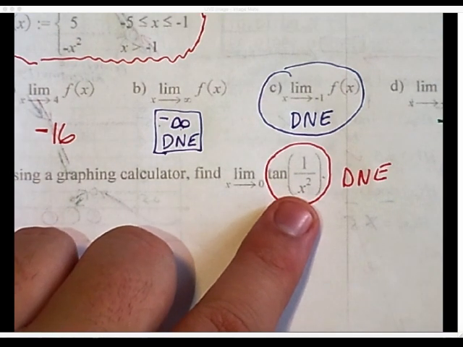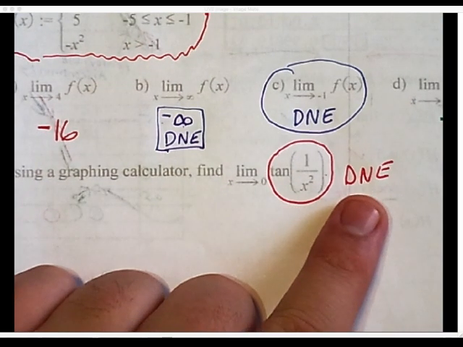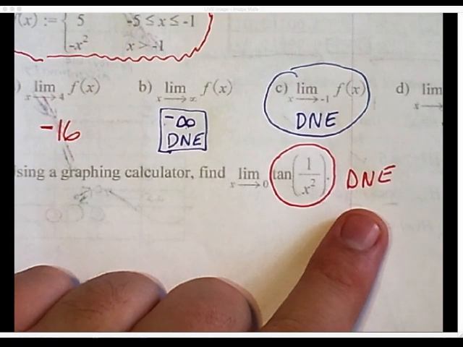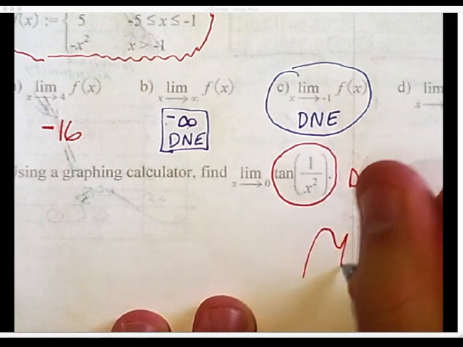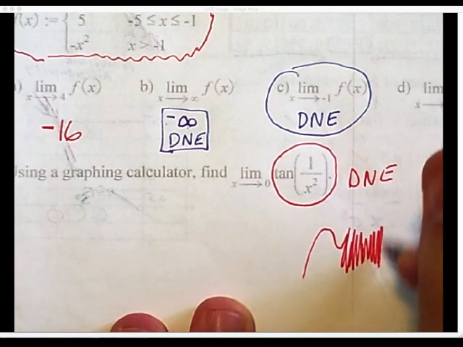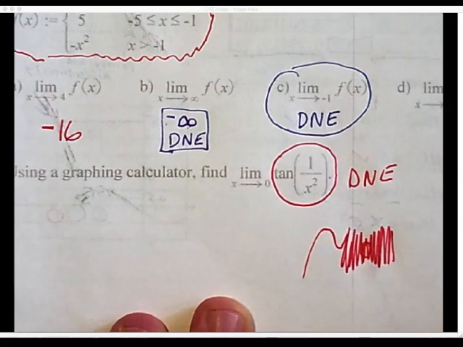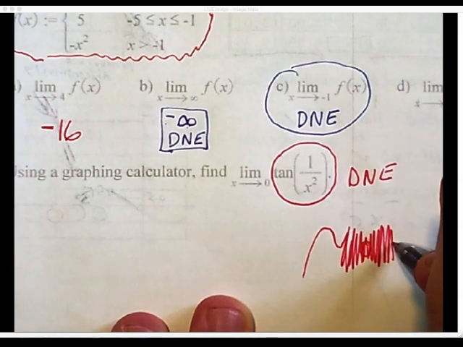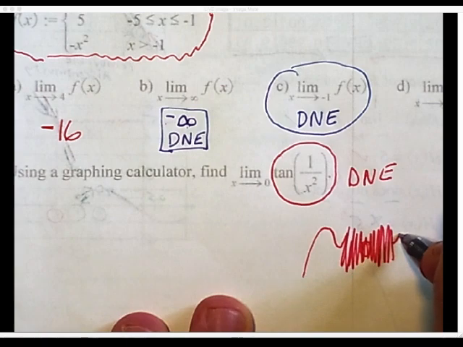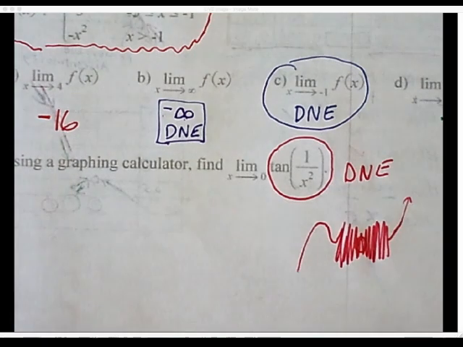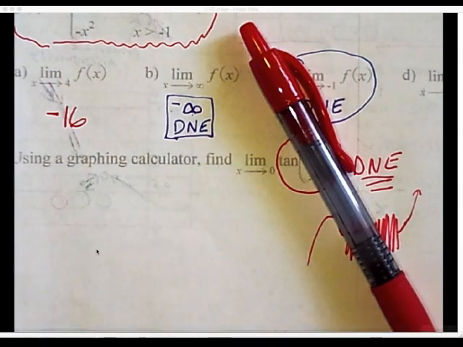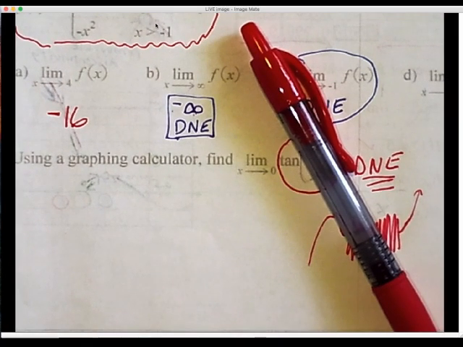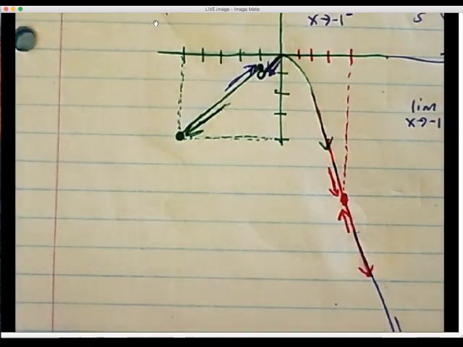So these graphs, when they flip out, just know that it's going to be does not exist. When the graphs flip out and go crazy like this one did, and there's a whole bunch of stuff in the middle, you don't know what's happening there. It's flipping out. So just realize that when you have crazy graphs like that, it's going to be DNE. All right. So those are the notes for that.